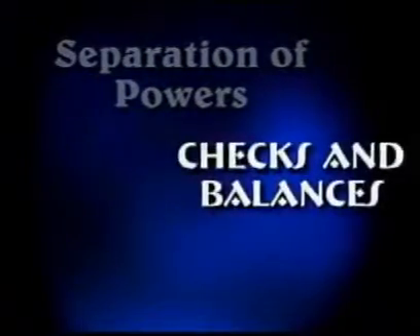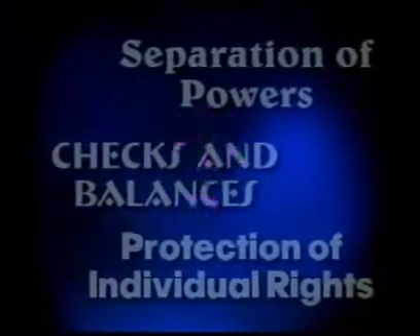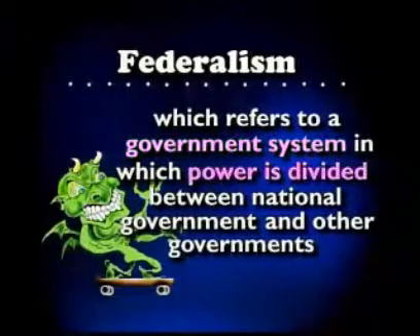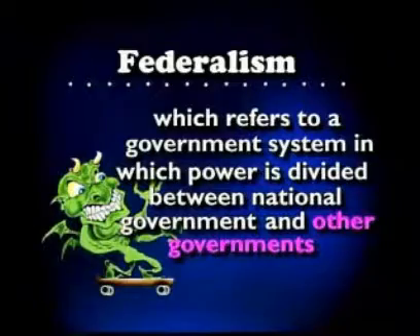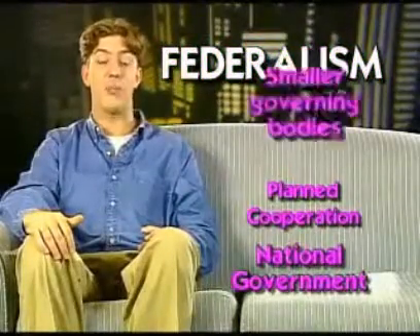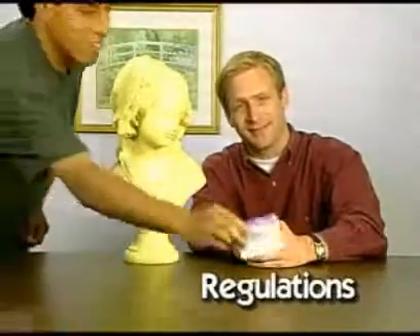Other than separation of powers, checks and balances, and protection of individual rights, the U.S. Constitution has one more function that state constitutions do not. It's called the principle of federalism. Federalism refers to a government system in which power is divided between national government and other governments, such as state or local governments. In short, federalism refers to the planned cooperation between the national government and smaller governing bodies. Now, the Constitution is the mother of all sources of law. But, as we mentioned earlier, it's not the only source of law. Let's look at the next source of law: statutes and regulations.